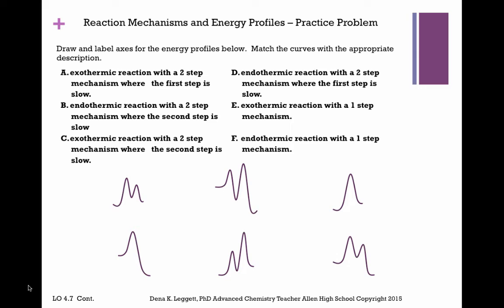Okay, then we have these reaction mechanisms with the graph, right? Energy profile or reaction diagram. This is to draw and label the axes for the energy profiles below. Match the curves with the appropriate description. Okay, so you have 6 possible curves, and then you have 6 descriptions. So really what I want you guys to focus on is trying to match the description to the diagram.